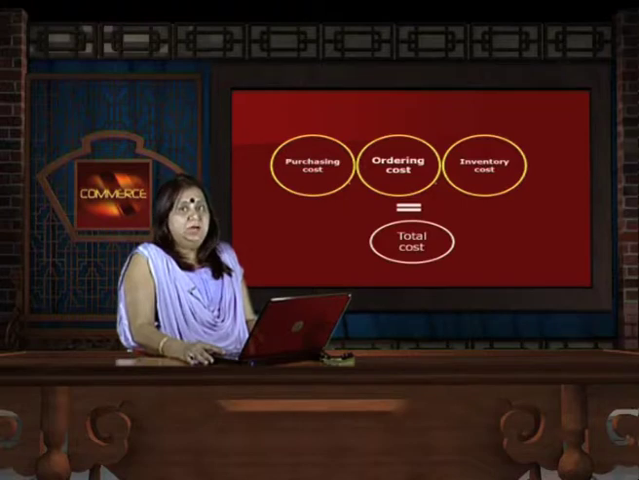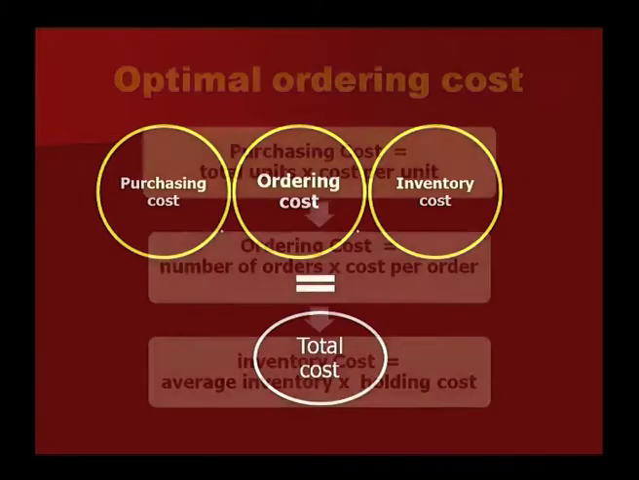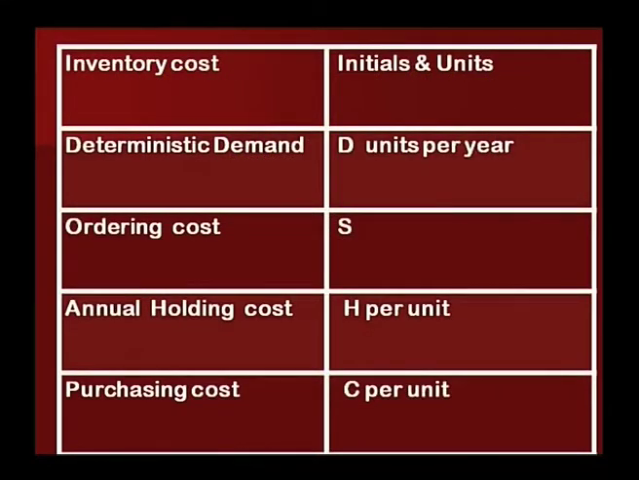Let's see what will be the total cost for the inventory. It will be the purchasing cost, the ordering cost and the inventory cost, and this will give you the total cost of the materials. The optimal ordering cost basically relates to purchasing cost, that is total units into cost per unit. Ordering cost is equal to number of orders into cost per order. Inventory cost is equal to average inventory into holding cost. Let's see first the units and then we will calculate the formula.